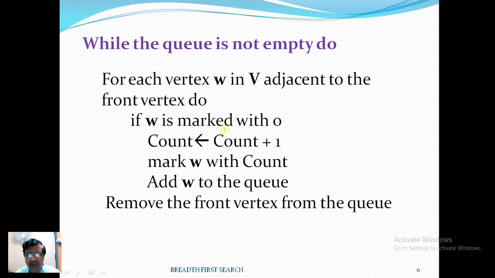If W is marked with 0, then count will become count plus 1, it will become 2. So W, which is an adjacent vertex to V, will be marked with count, and this W will be added to the queue. Remove the front vertex from the queue, and the algorithm is repeatedly applied. I think this completes the BFS algorithm.